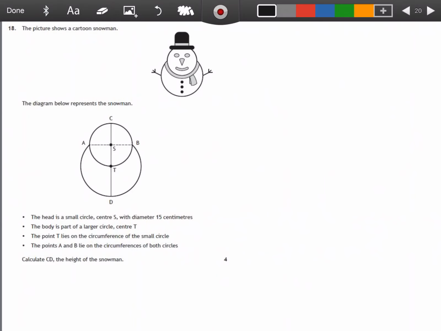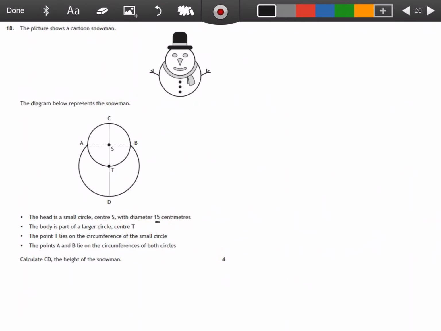Number 18. This snowman question, I'm pretty sure it caused a lot of problems in the exam paper when it came up. Read the information below, because none of the numbers are given in the picture. So there's two circles, a small circle and a big circle. It tells you the diameter of the small circle. That's the only number it's given you. It tells you the centre of the big circle is the letter T. So this, whether you believe it or not, is a Pythagoras question. And I'm going to highlight a wee part here.